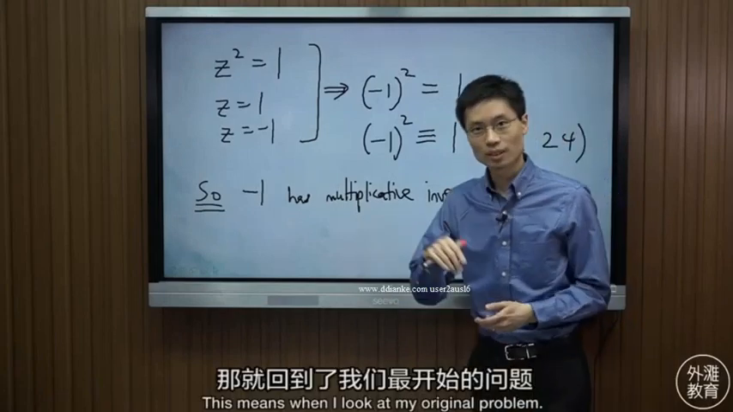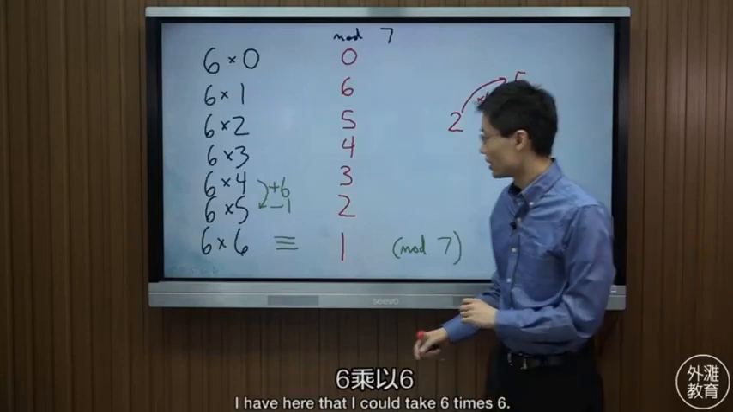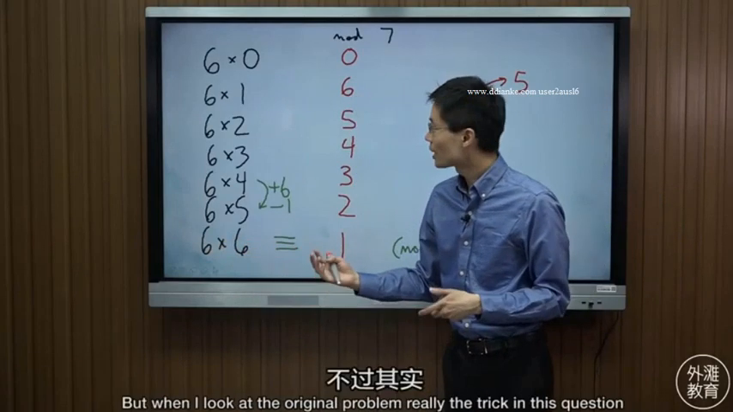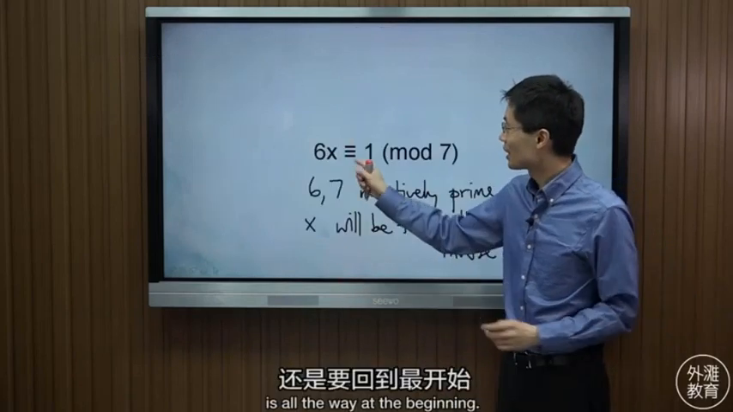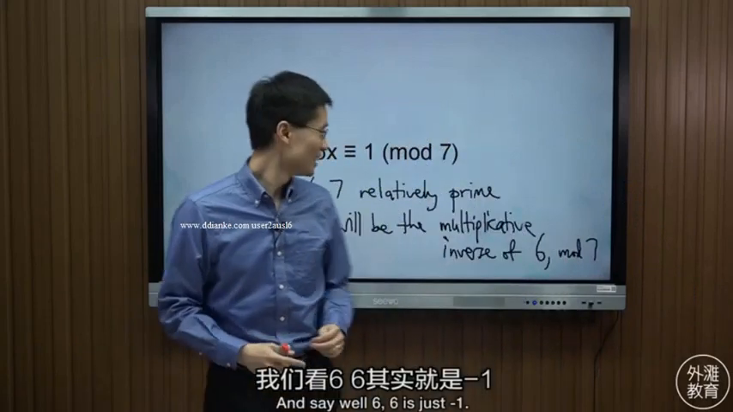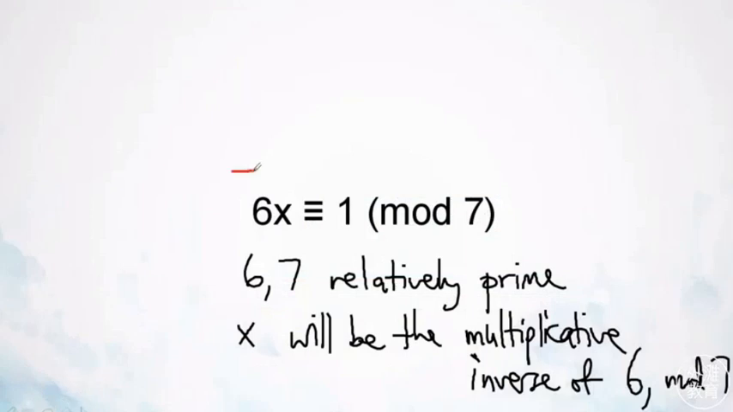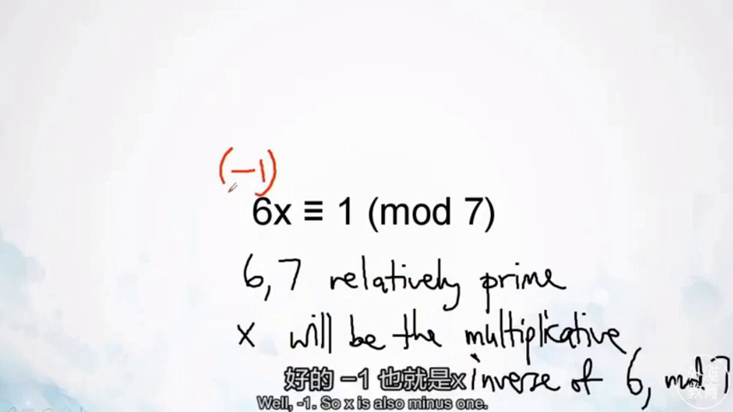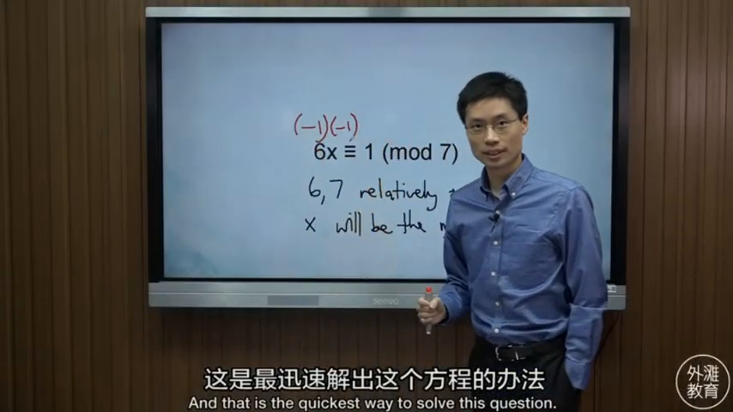This means that when I looked at my original problem, I had here that I could take 6 times 6. But when I looked at the original problem, really the trick in this question was to look all the way at the beginning and say, well, 6 is just minus 1. How hard is it to find x now? Well, minus 1, so x is also minus 1. And that's the quickest way to solve this question.